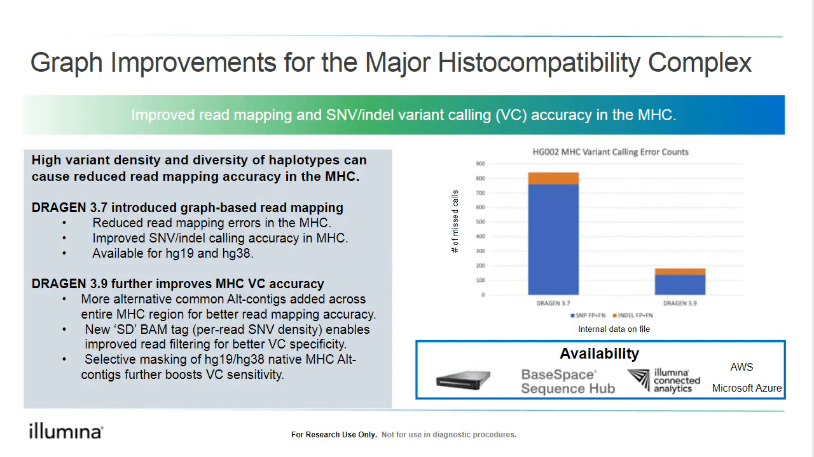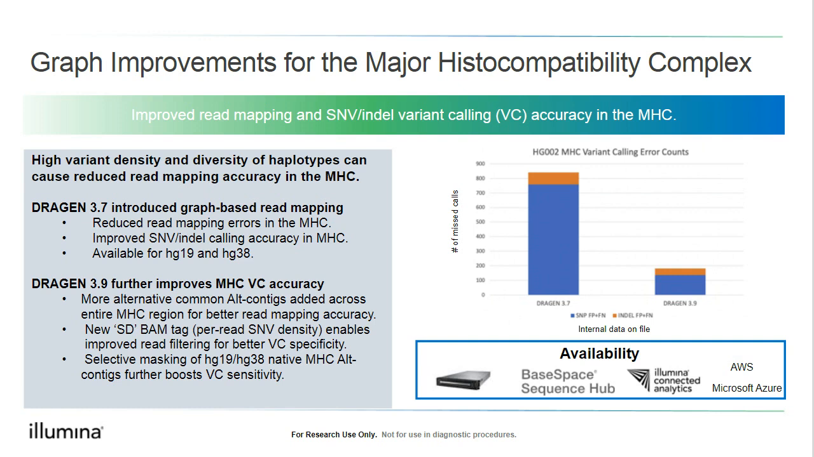So let's talk about the MHC region. If you remember, in the summer of last year, there was the Precision FDA challenge, and one challenge was related to the MHC region. And we, as DRAGEN, did not do very well in that test. You can see here that DRAGEN 3.7, which was the release at that time, had a very large number of missed calls in the MHC region. While we had some improvements when we introduced the graph-based reference and improved SNP and indel calling, still the results were not to the point that we liked.